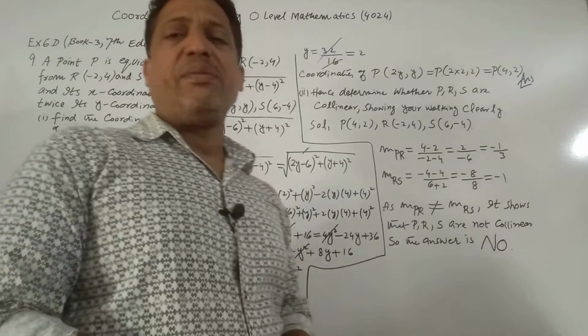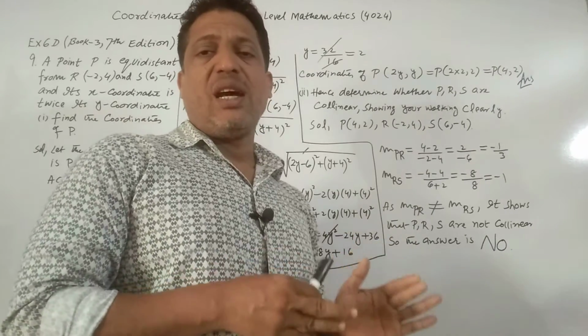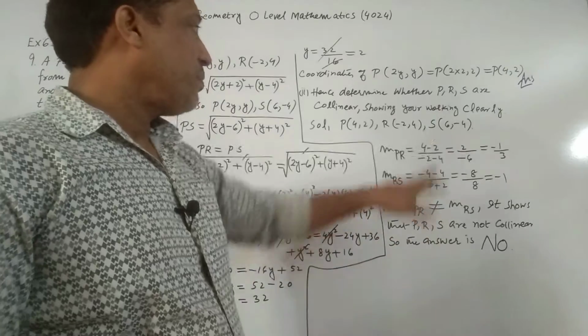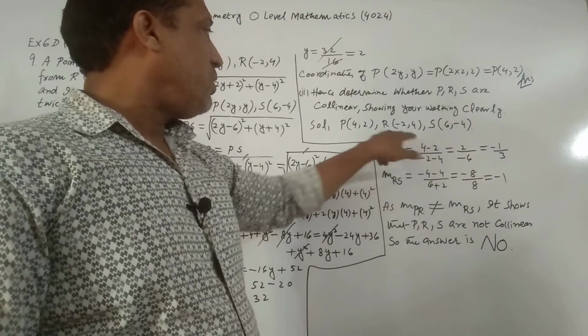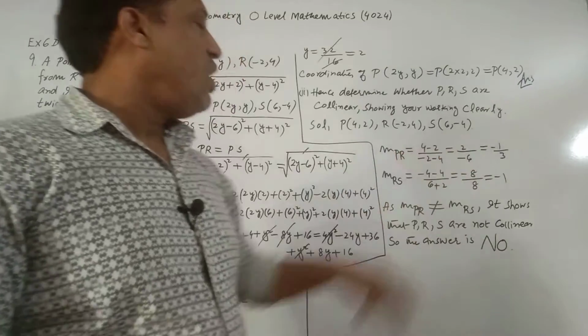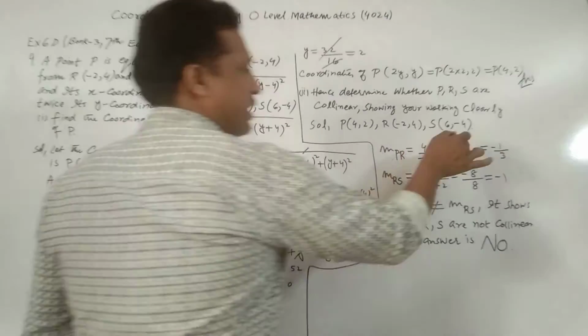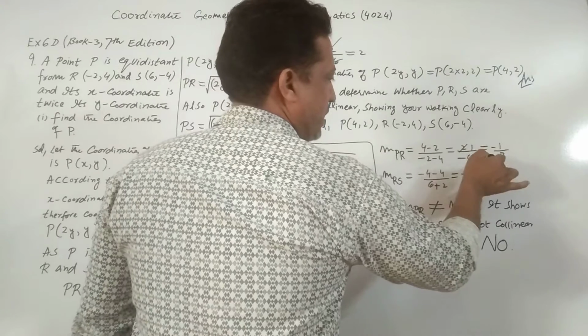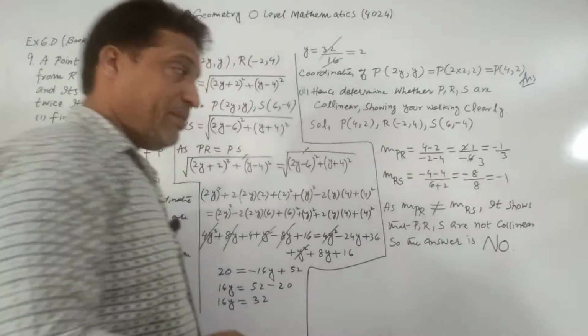How to find the gradient? By using the formula (y2 minus y1) upon (x2 minus x1). 4 minus 2 upon -2 minus 4. 4 minus 2 is 2, and -2 minus 4 is -6. 2 ones are 2, 2 threes are 6. The answer is -1 upon 3.